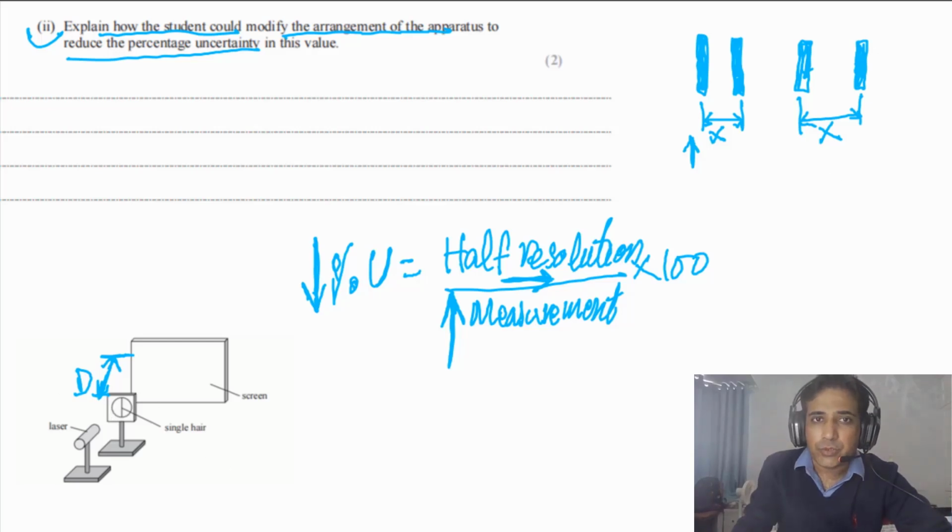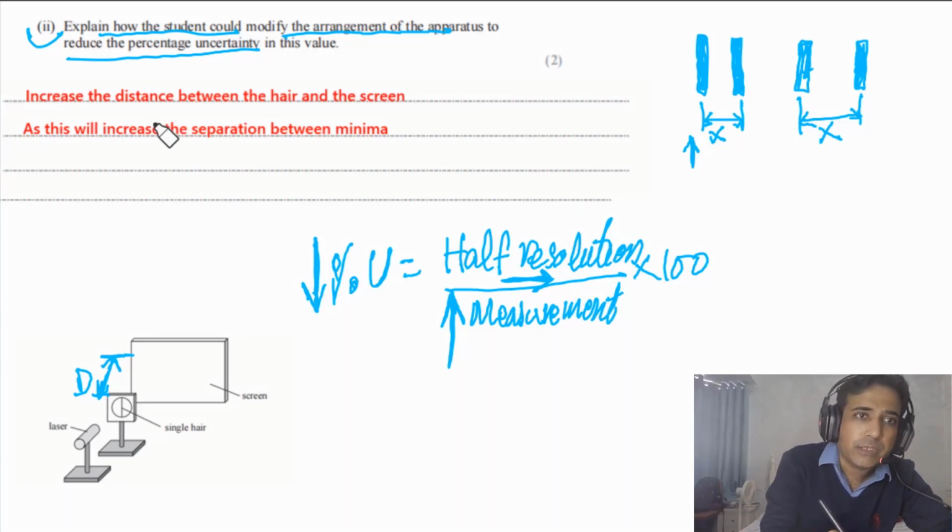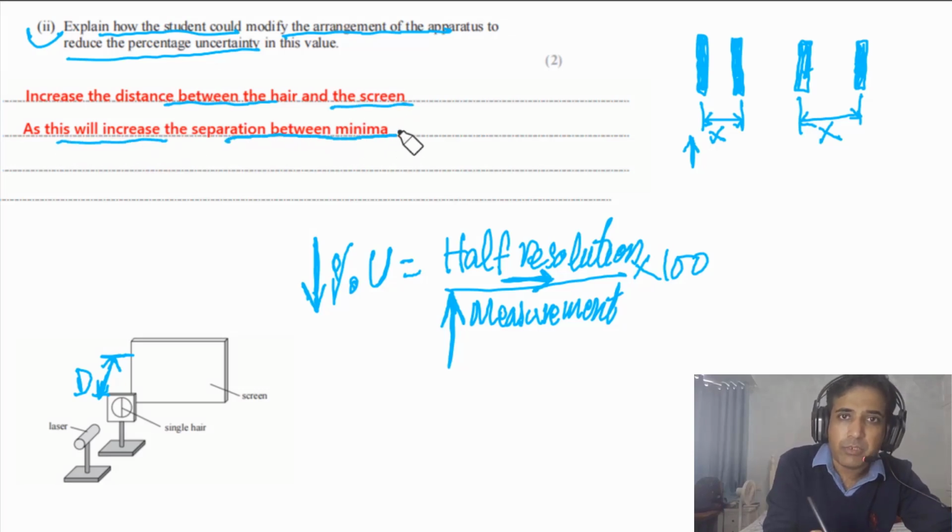So these 2 points you can write down in the answer. This question has 2 marks, so we can write down these 2 points. The first point: increase the distance between the hair and the screen, as this will increase the separation between minima. Means when we increase this, it will increase the value of x.